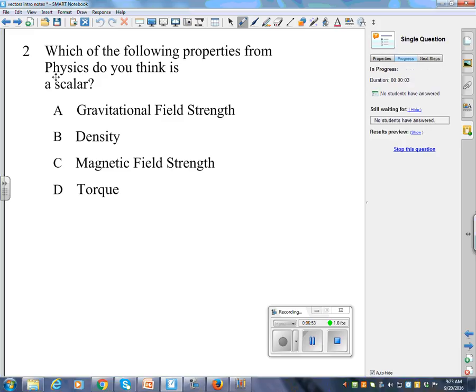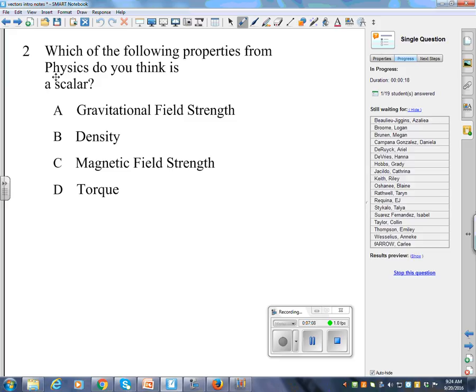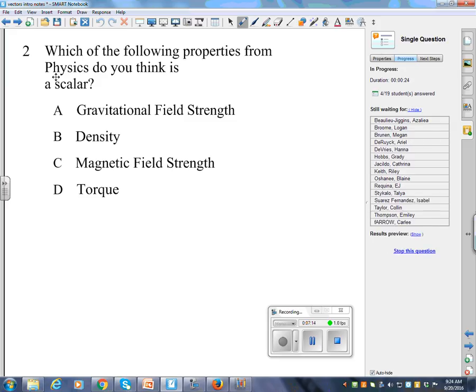Which of the following properties in physics do you think is a scalar? Does not have a direction. Gravitational field strength, density, magnetic field strength, or torque. Not easy. Okay if you get it wrong. I get a mark, but I don't use it towards anything, so it's okay. Just think about it. Make an educated guess. Remember, scalars are things that do not have a direction.